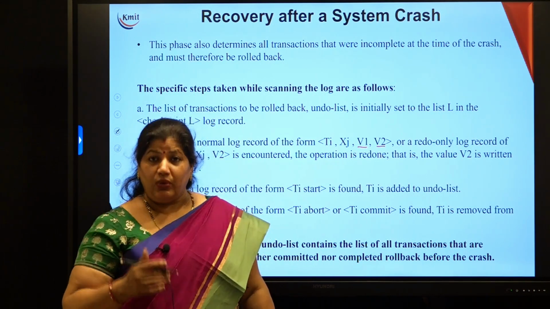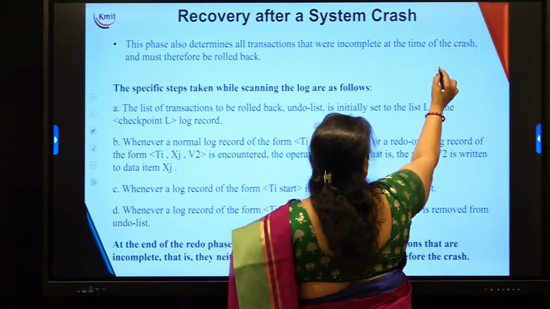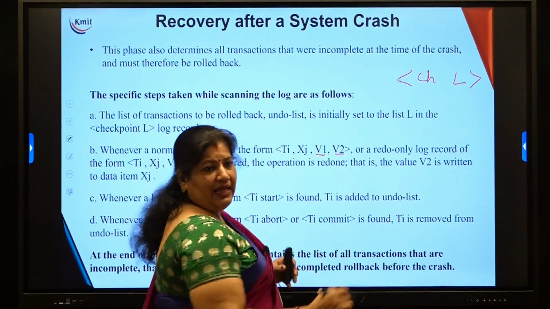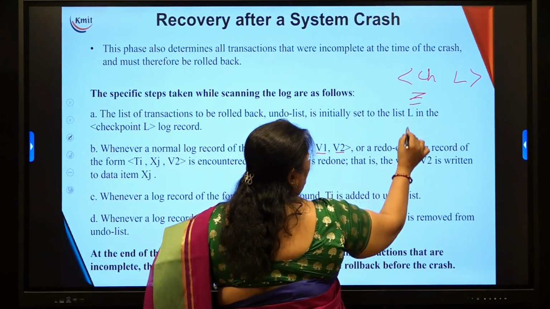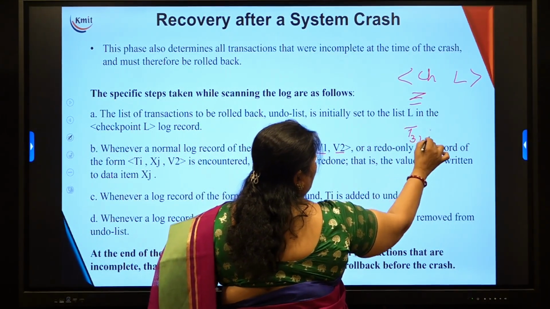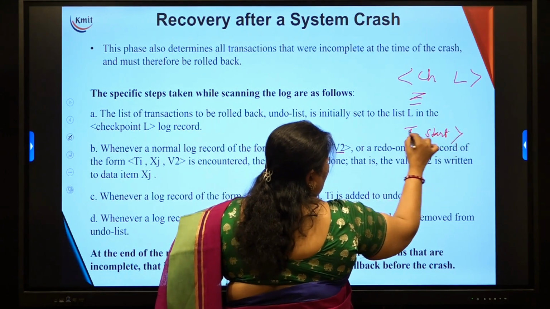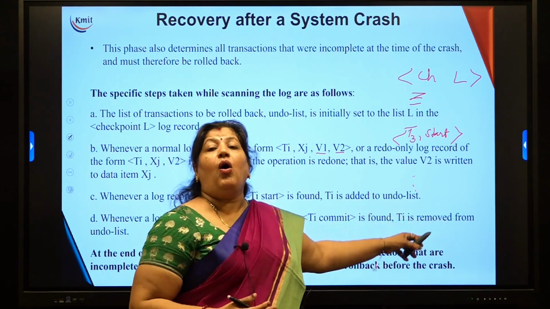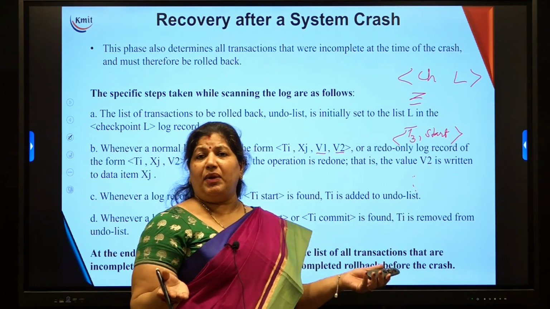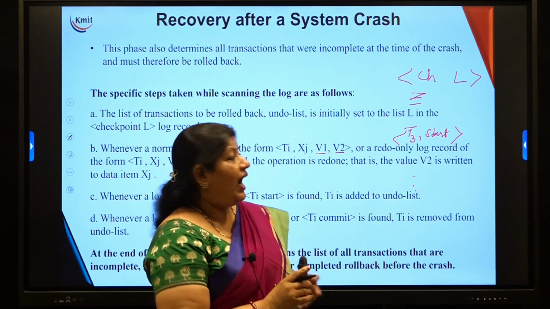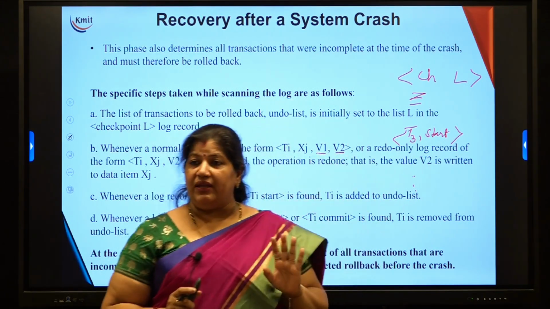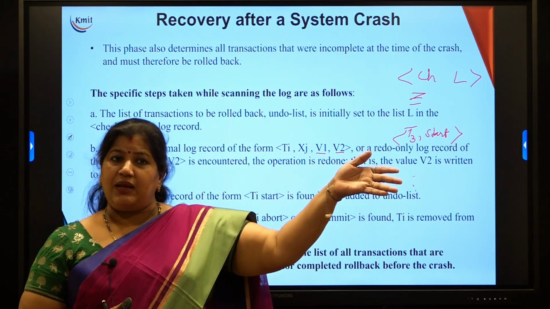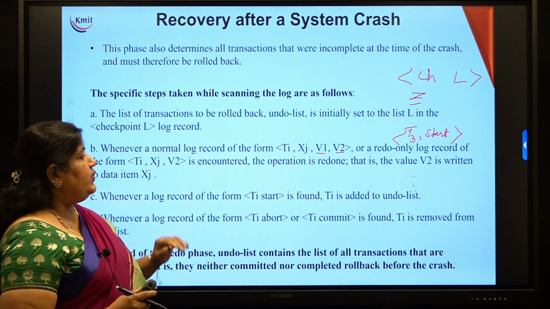Next, whenever a record of the form start is found, I will add it to the undo list. Why? I don't know, because I am coming from, see, the last checkpoint was here. The checkpoint and list of elements are here. Then I go on seeing the transactions. I see that there is a transaction T3 start. Maybe meanwhile somewhere down T3's commit may be there, or T3 abort may be there, or nothing may be there. So I just put this T3 into the undo list, because in case it was not committed, I have to cancel all the actions done by it. So I will add it into the undo list.